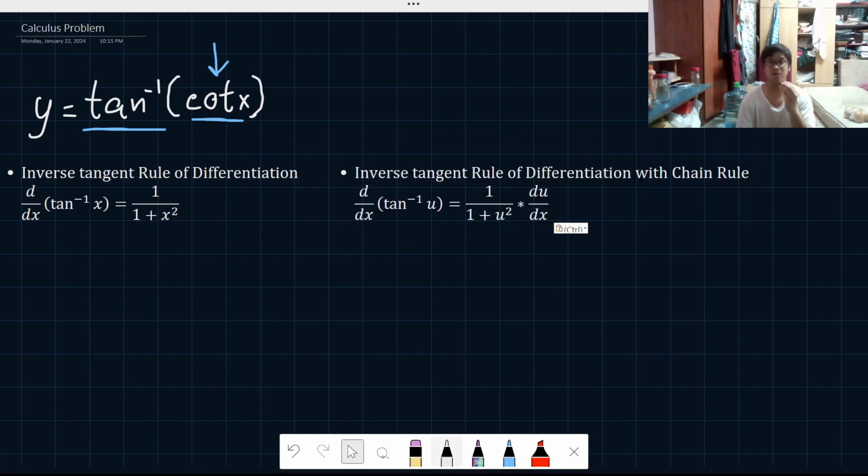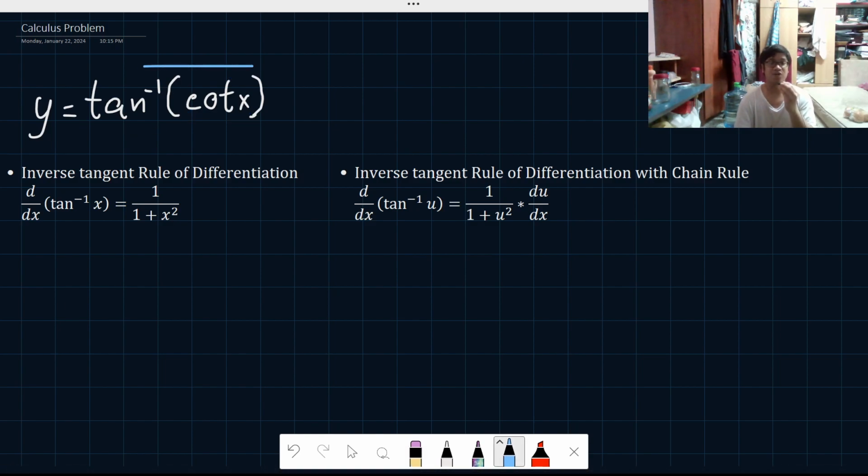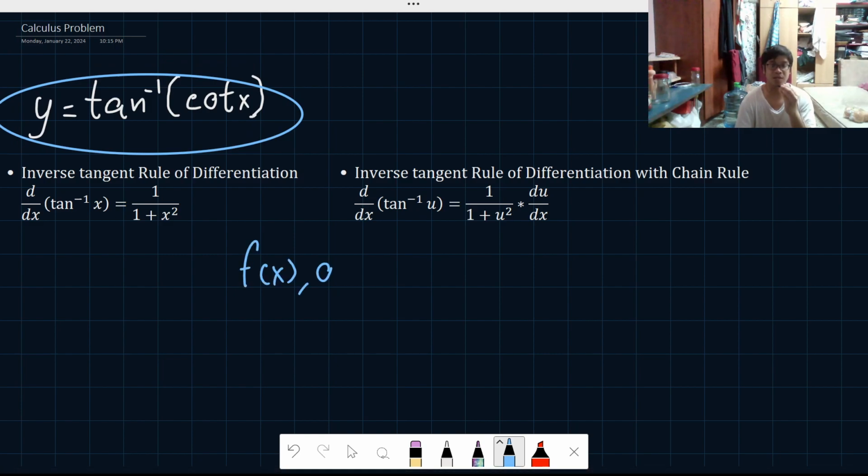Why though? Is it because there is a trigonometric function inside of your inverse tangent function? Yes. The thing is, this function here is an example of a composite function. Remember, what is a composite function? Let's say we have f of x and g of x, and we replace x in f with g of x. So we will have f of g of x.